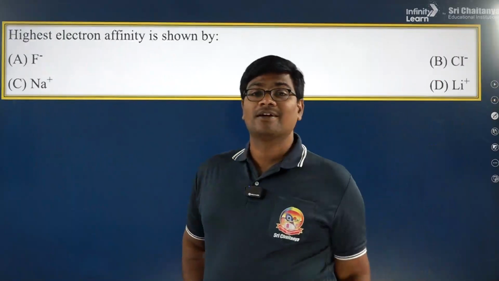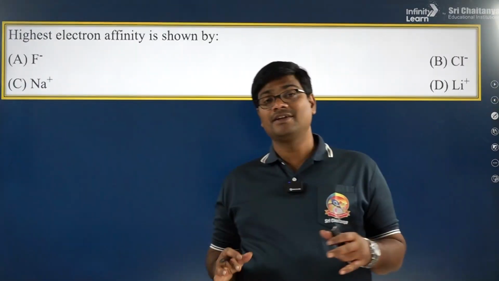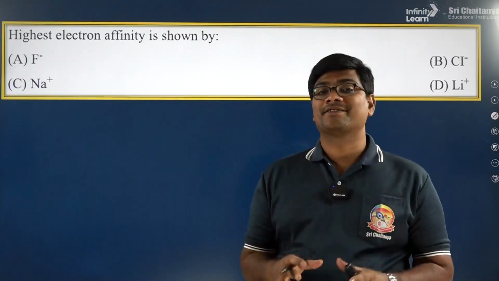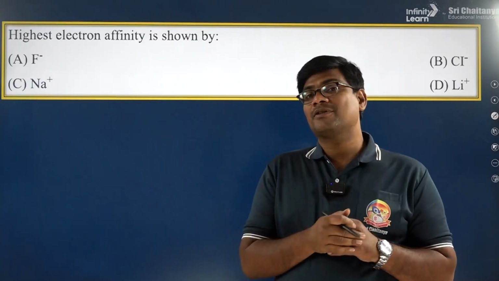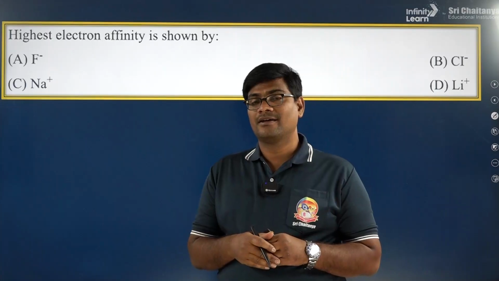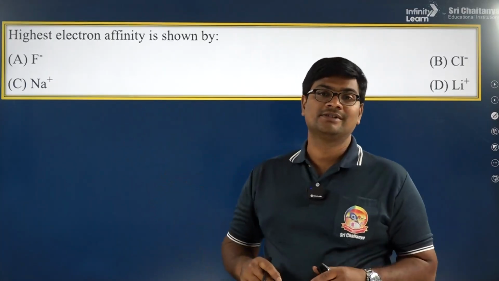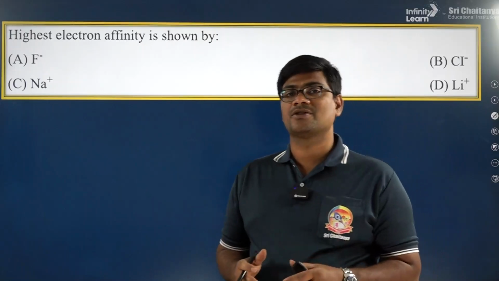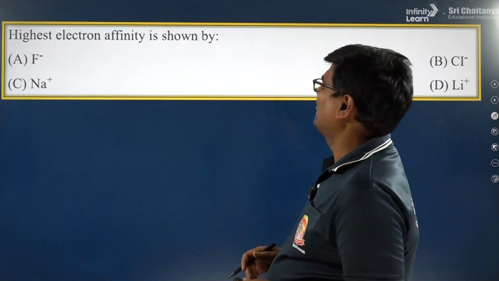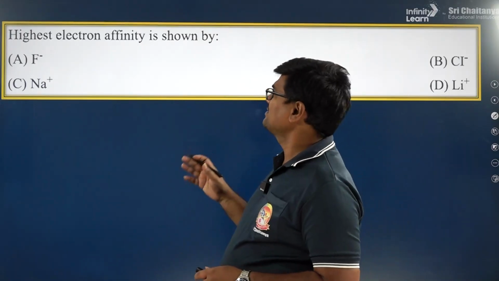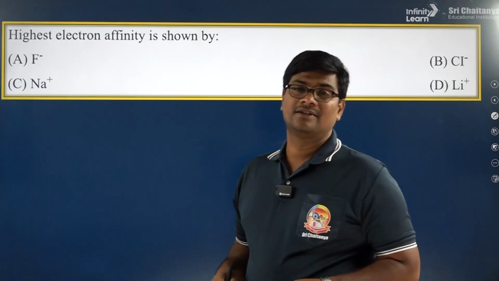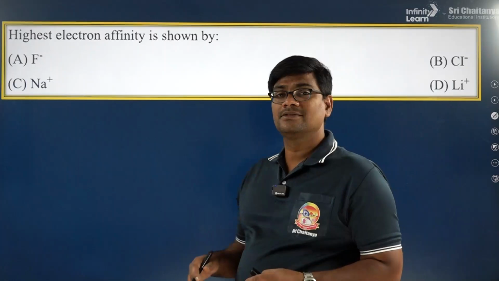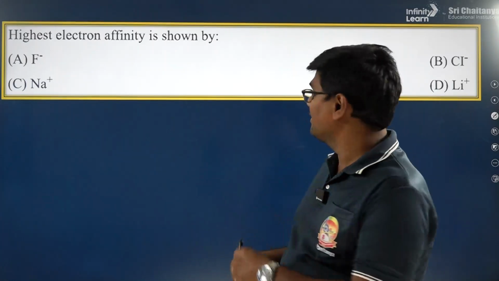This question is about electron affinity. Interestingly, here I don't give the normal elements. I have given the ions. So it's not just about what you learn, it's about the thinking process. So let's see the question. Which of the following has the highest electron affinity? F minus, Cl minus, Na plus, and Li plus.